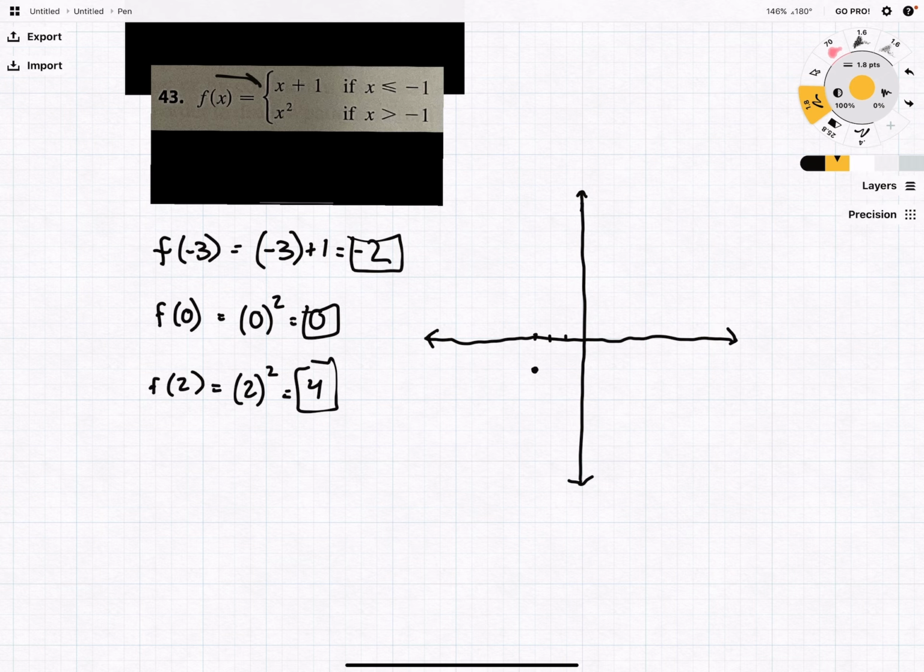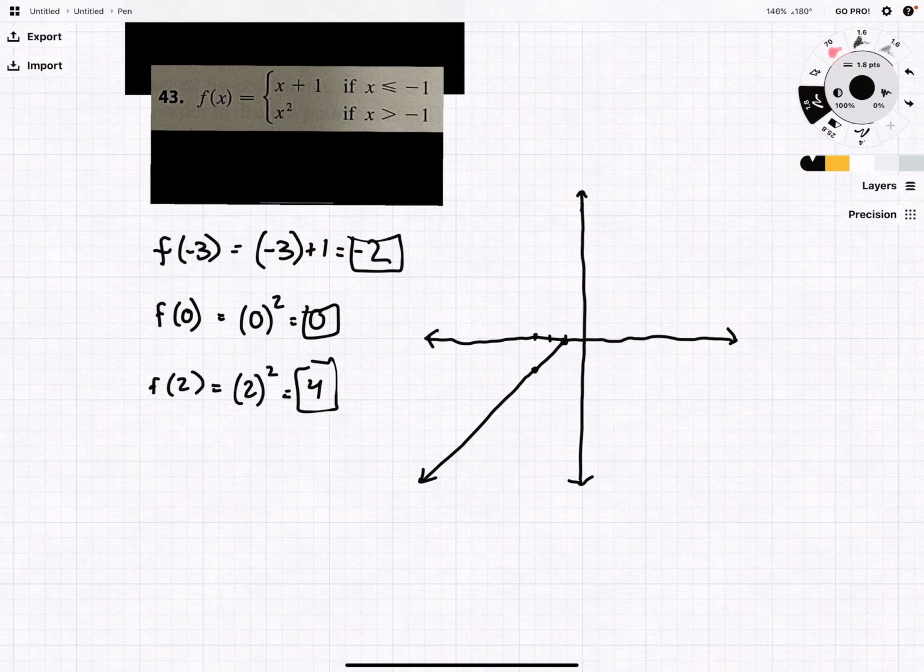So if it's a slope of 1, then we're going to increase the function by 1 all the way up to x equals negative 1. And at negative 1 we'll stop. Now, that's going to be our closed section, because x is less than or equal to negative 1, which means it can include negative 1.